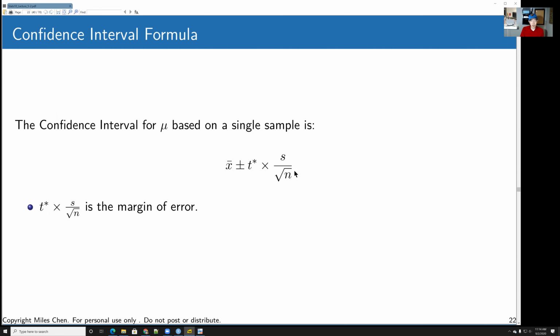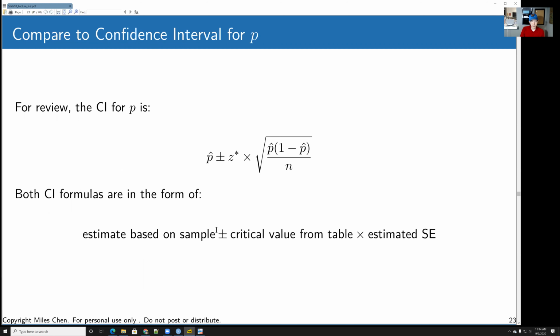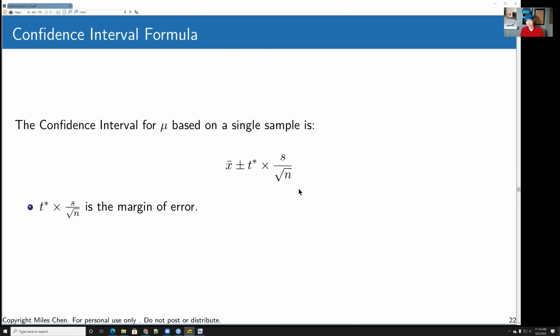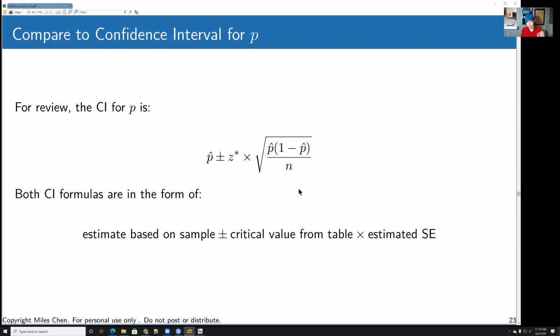And you'll notice that both intervals are in the form of estimate plus or minus. So the estimate is either p hat or x bar, plus or minus a critical value, which comes from a table, multiplied by the standard error. It's just the formulas have changed for the standard error, but conceptually, it's still the same.